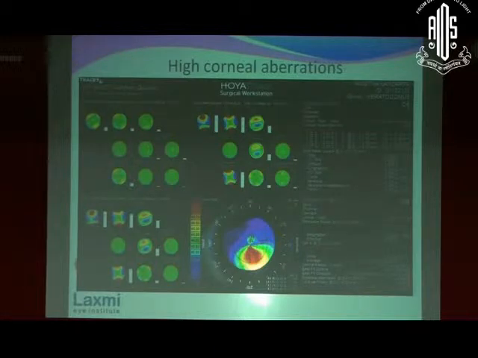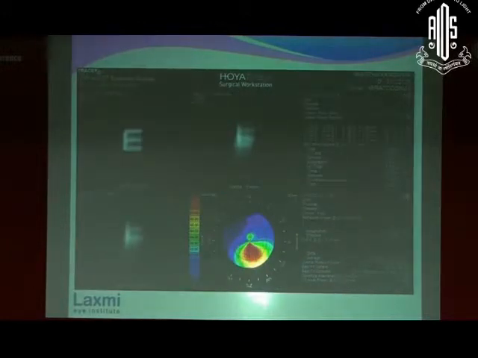You can see on the topography map here on the right side that there is a lot of elevation, and a lot of steepening here, and this is the kind of vision she has. This is the ultimate vision. Look at it. Quantity-wise, this patient has 6/6 vision. However, there are so many aberrations degrading the quality of vision, and this explains her symptoms.